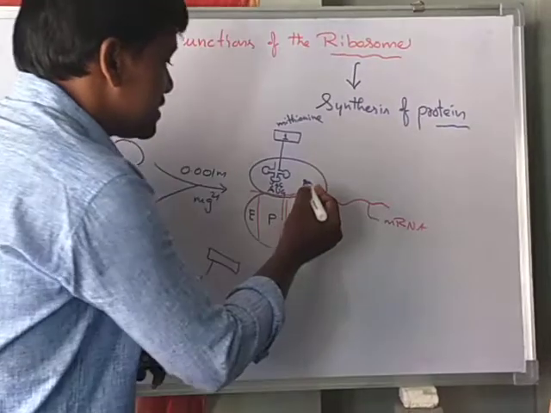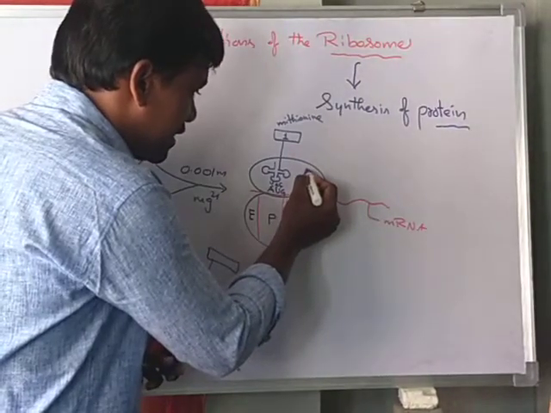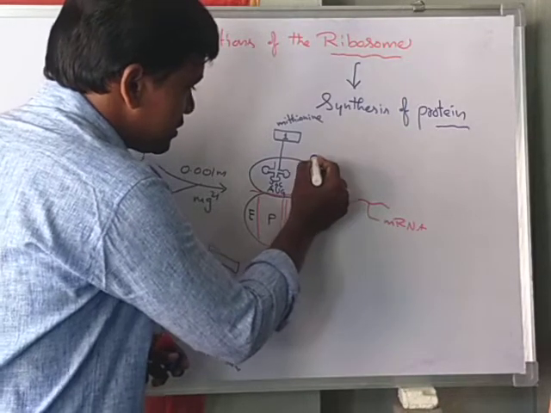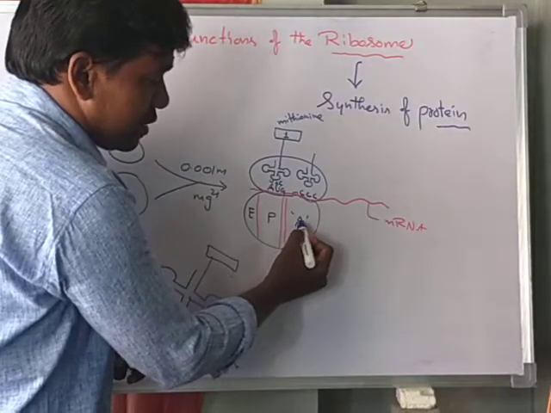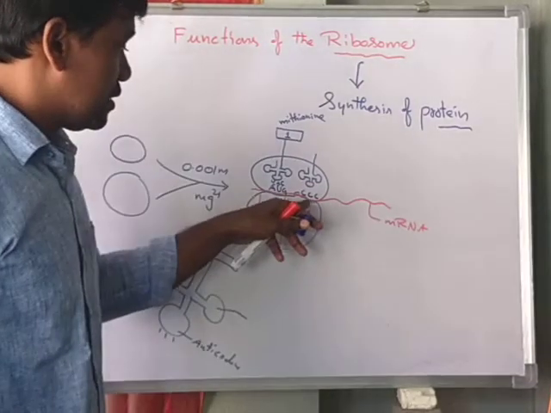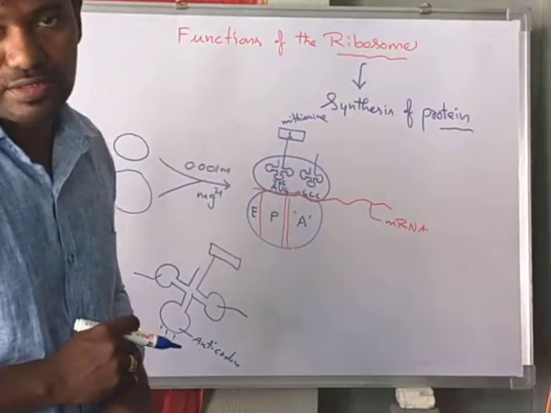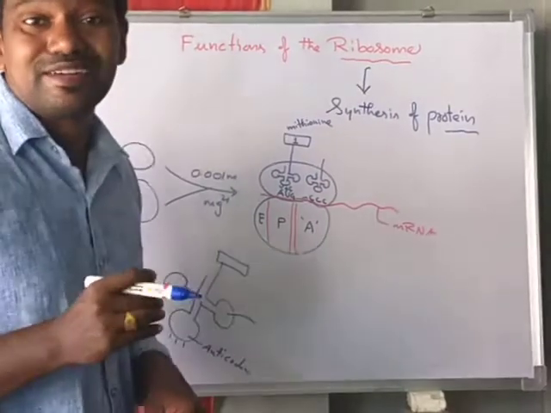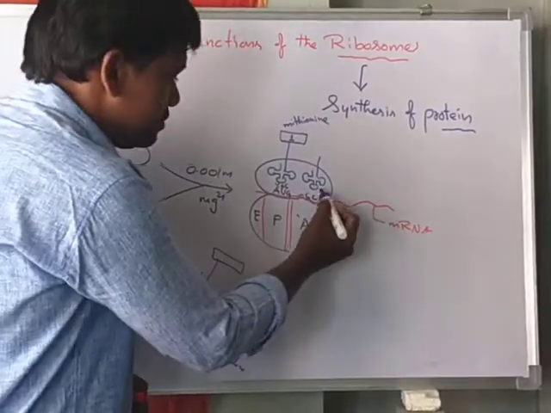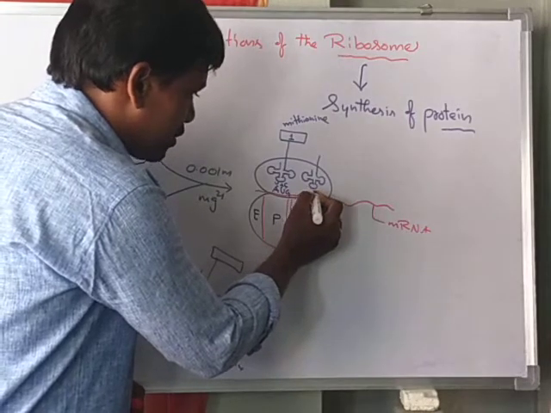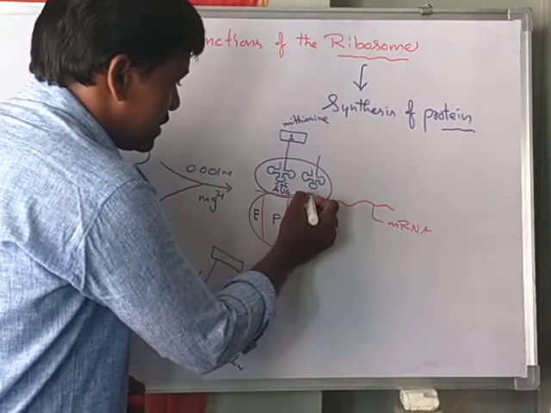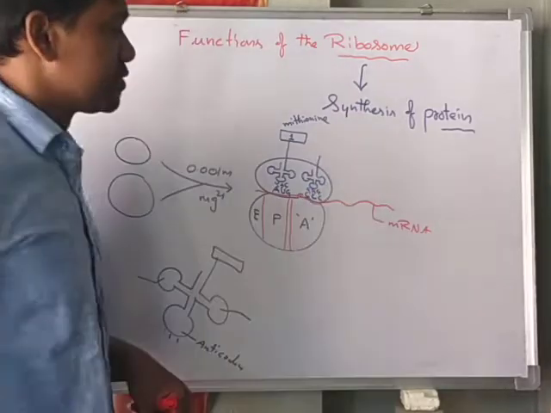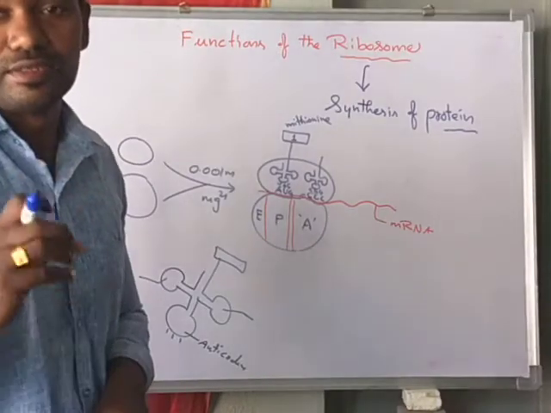And the second tRNA comes and binds on the A site of the mRNA triplet codons. Here also anticodons are formed through binding to the CCC, that means here G, G, and G. These are the anticodons, so they are paired.